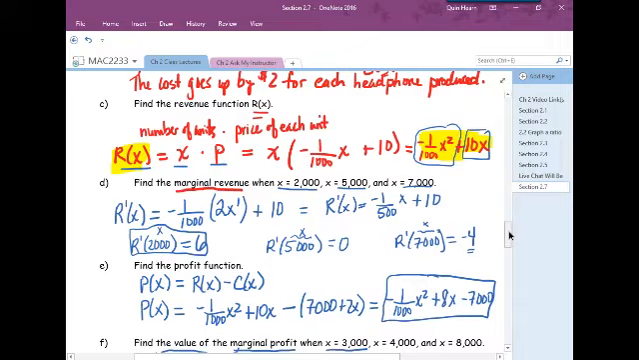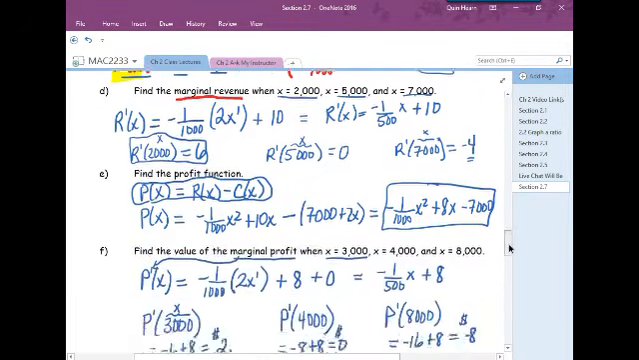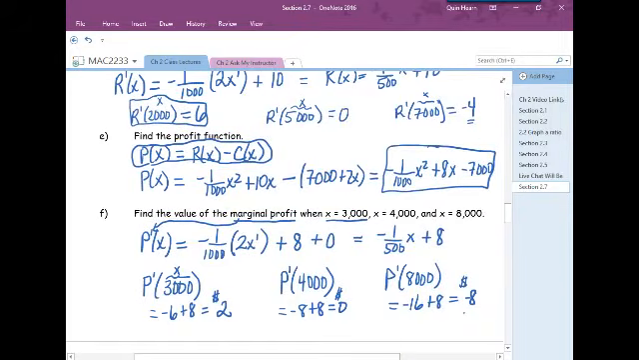Then you take the derivative of that to get the marginal revenue. The profit function can always be found by subtracting the revenue minus the cost. The marginal profit is just the derivative of the profit function. Or we could have, since we had the marginal revenue and the marginal cost, we could have subtracted those as well.